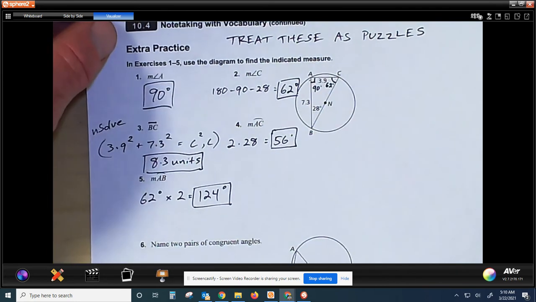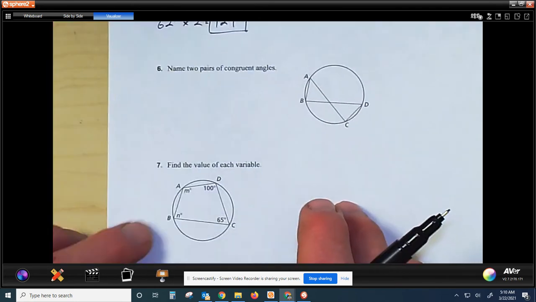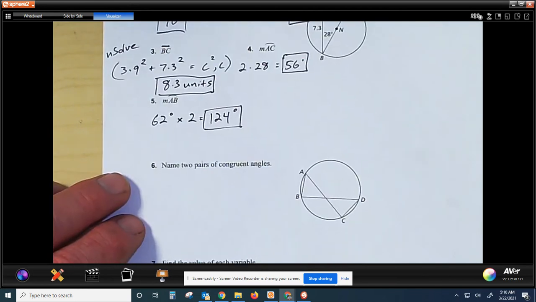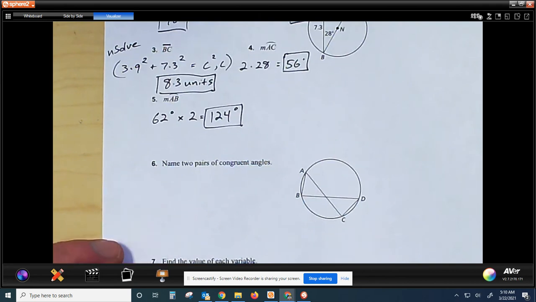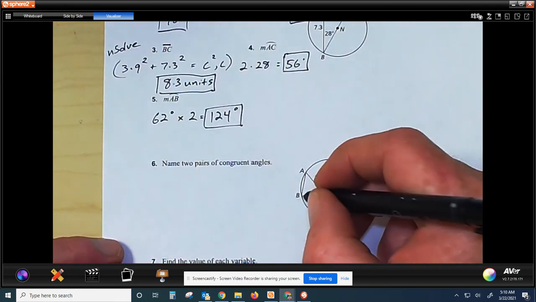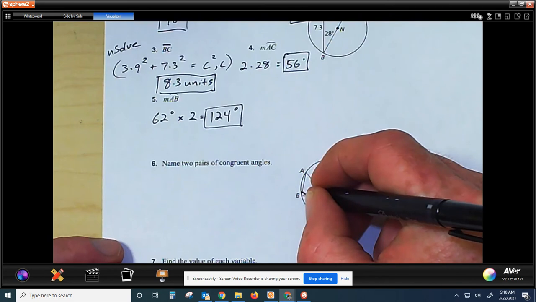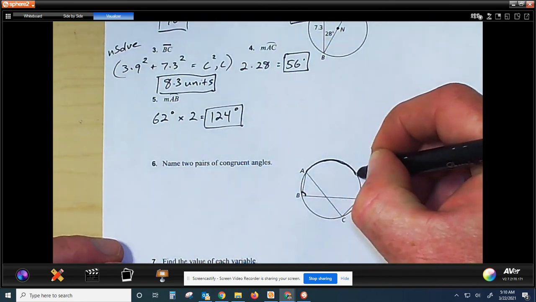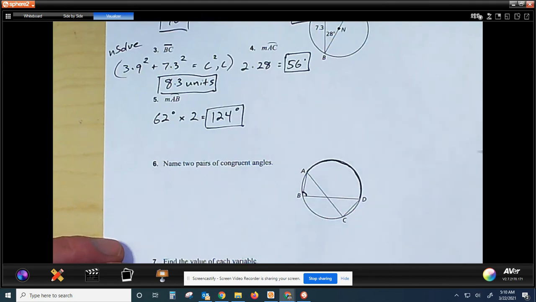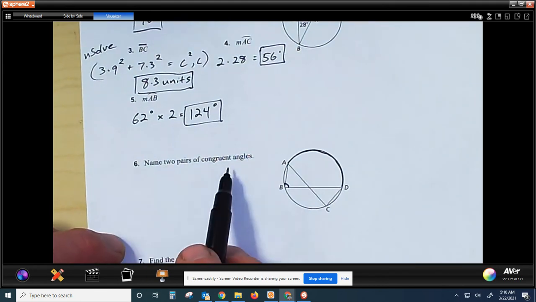Okay. Two more helpful things to demonstrate at the bottom of the page. Name 2 pairs of congruent angles in this picture. There are many congruent angles in this picture. I'm going to go with this concept that an angle here projects to an arc across from it. So this would be 2 pairs of congruent angles.